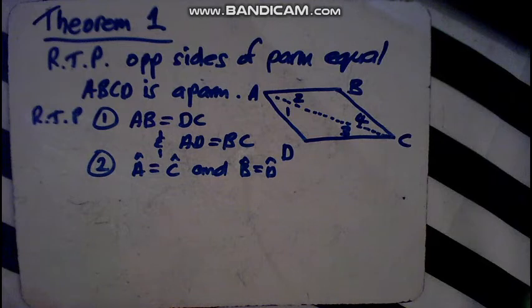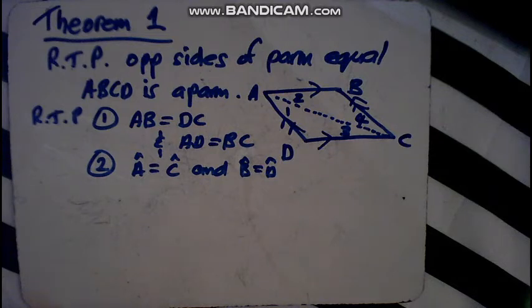Okay, this is theorem 1, and we are required to prove that the opposite sides of a parm are equal. ABCD is a parm. Because it's a parm, one property we know of parms is that the opposite sides are parallel. So let's add it into the diagram. Those arrows added in there mean that the opposite sides of a parm are parallel. Because we are told that it's a parm, I can only use the properties of a parm.